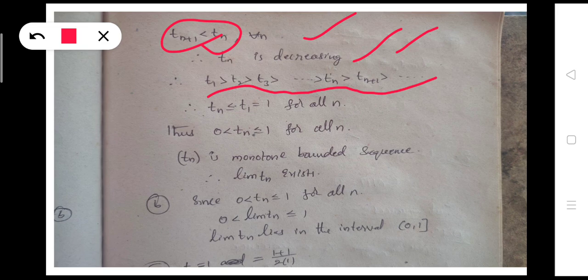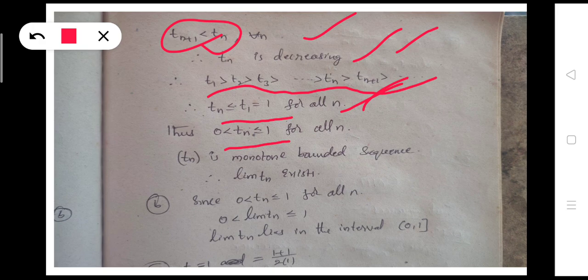Therefore Tn is less than or equal to T1. What is T1 here? T1 is already given, that is T1 is equal to 1. So Tn is less than or equal to T1, which is 1, for all n. Thus Tn lies between what here? Tn lies between 0 and 1. 0 less than Tn less than or equal to 1 for all n. So Tn lies in the interval open 0, closed 1.